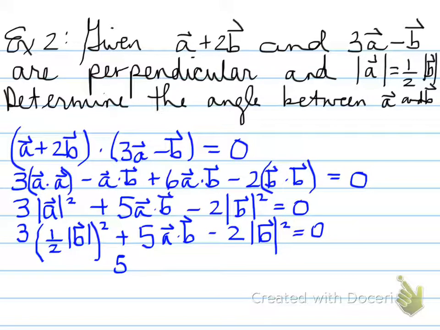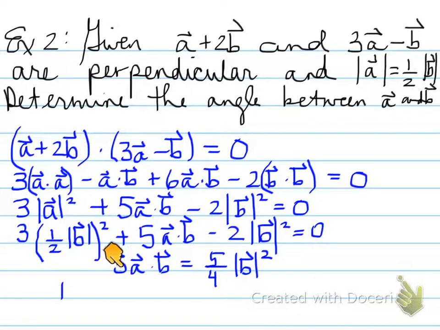So, what will you get? 5 times A dot B is equal to, and we can move the magnitude onto the other side. And this is what we get, because 3 times a quarter is 3/4, minus 2 is going to be negative 5/4. But when we bring it to the other side, it becomes positive 5/4.